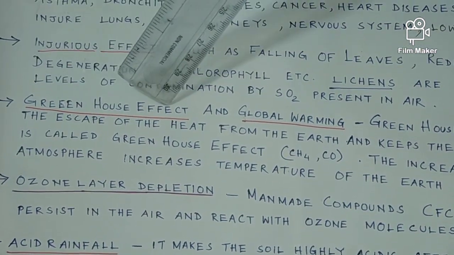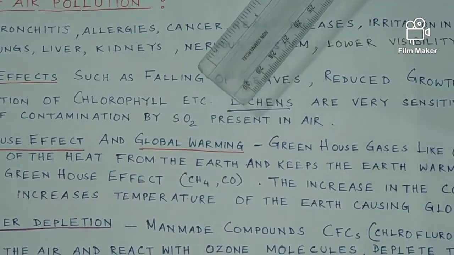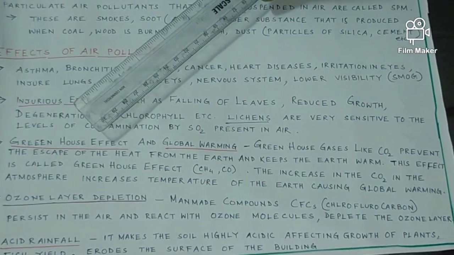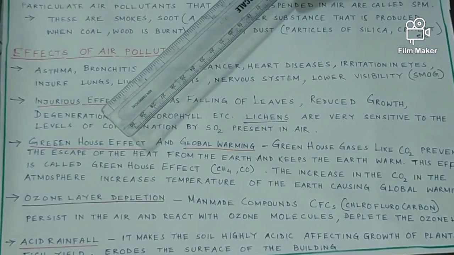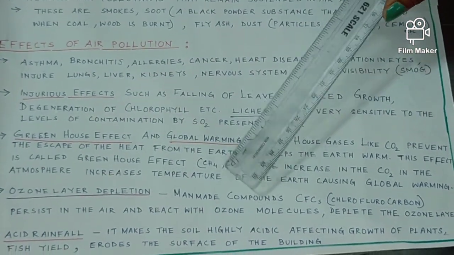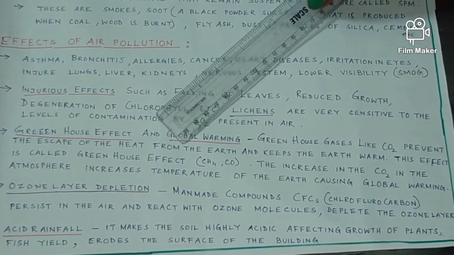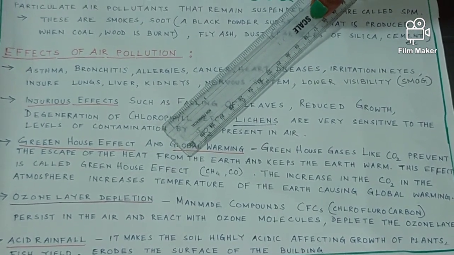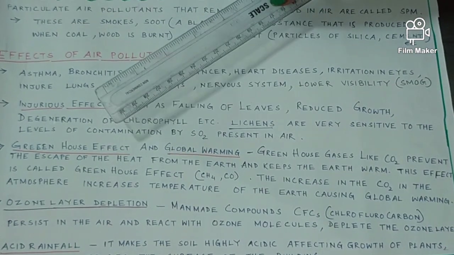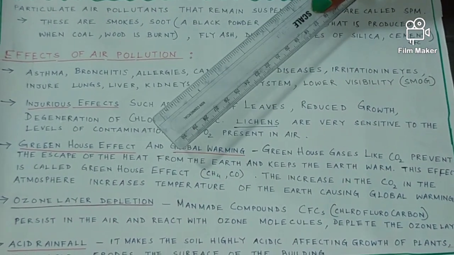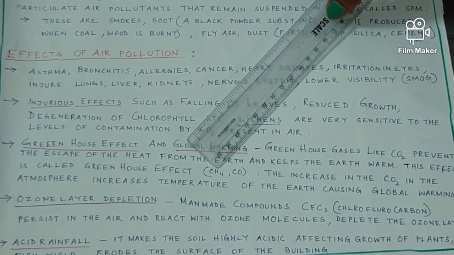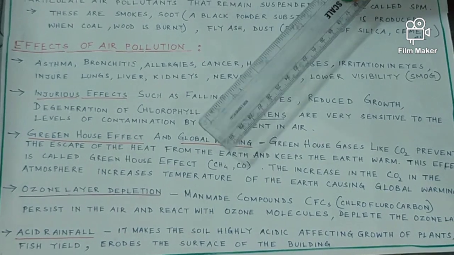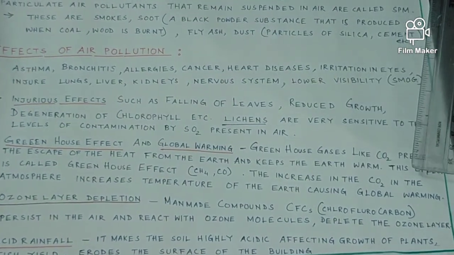Now next come to the effect of air pollution. Another effect is greenhouse effect and global warming. You know what is greenhouse effect? Some gases called greenhouse gases, like carbon dioxide, carbon monoxide and methane, trap the solar heat and prevent the escape of the heat from the earth, and it will keep the earth warm. This effect is known as greenhouse effect. Whenever the carbon dioxide percentage is increased in the air, the temperature of the earth is increased, and that is known as global warming.